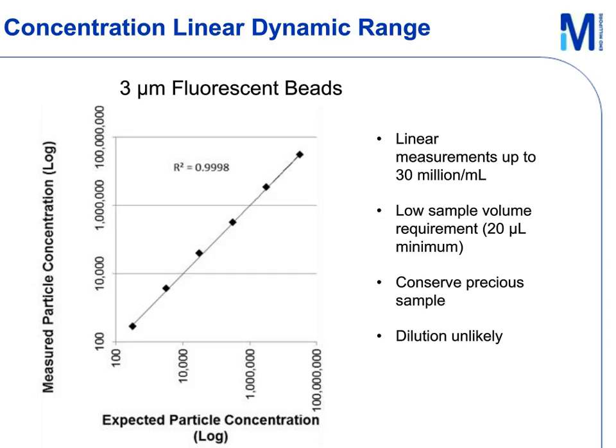A second advantage of the ImageStream and FlowCite is their relatively low sample volume requirement. Both systems can load samples anywhere between 20 and 200 microliters. As a frame of reference, the HIAC requires about 1 mil of sample, and the MFI requires about 500 microliters of sample. Ultimately, this low sample volume requirement means that it's possible to conserve precious sample when performing this assay.